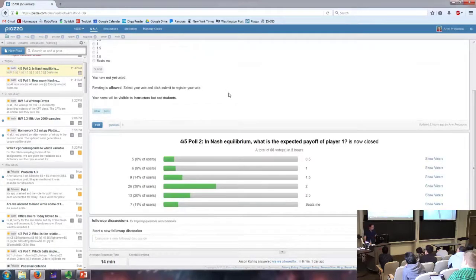Okay, quite nice. We have a significant plurality for the right answer, which is 2. Quite a few of you have chosen 2.5. That could be because of a confusion, but you still understood what equilibrium is. So would somebody like to say what the equilibrium is, and why it's an equilibrium?